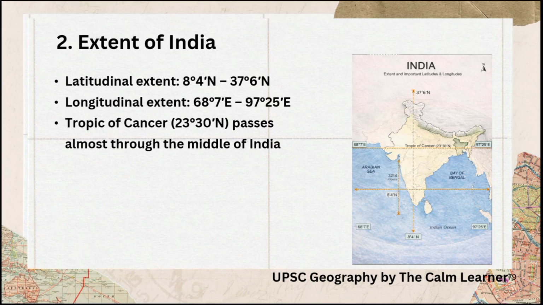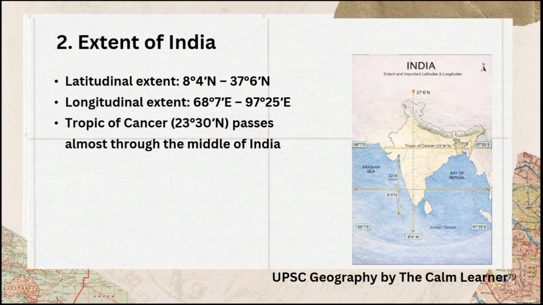Now, let us understand the extent of India. India has both a wide latitudinal and longitudinal extent. Latitudinally, India extends from 8 degrees 4 minutes north to 37 degrees 6 minutes north. Longitudinally, it extends from 68 degrees 7 minutes east to 97 degrees 25 minutes east. One very important line, the Tropic of Cancer, passes almost through the middle of India. This line is located at 23 degrees 30 minutes north.